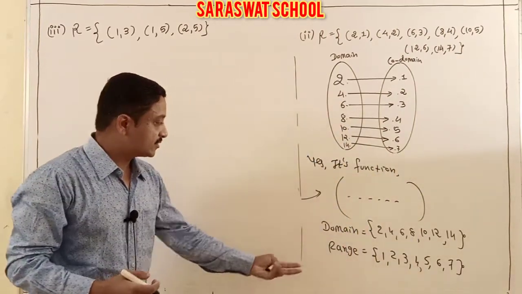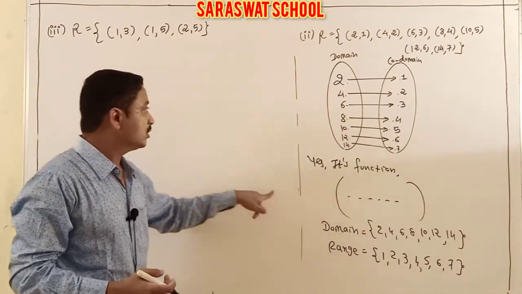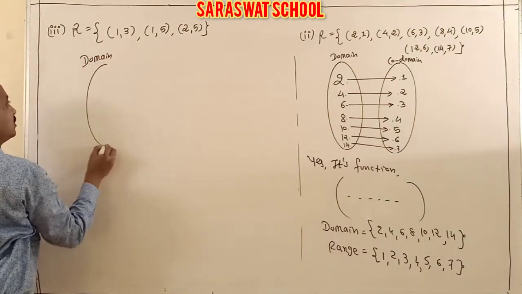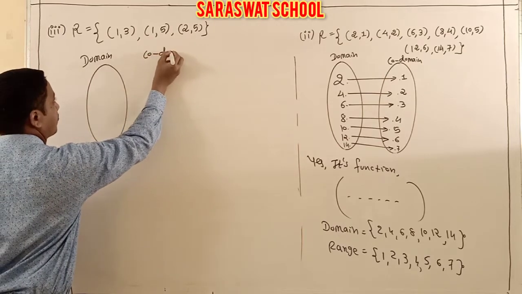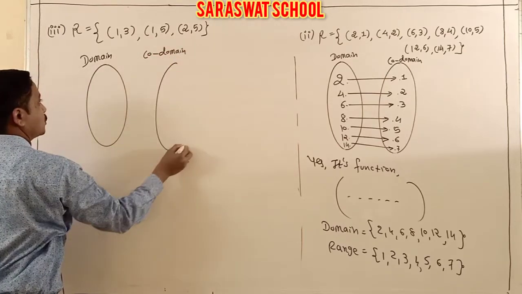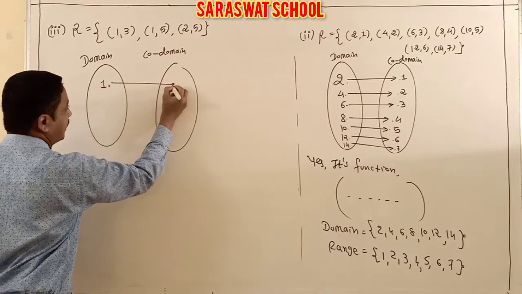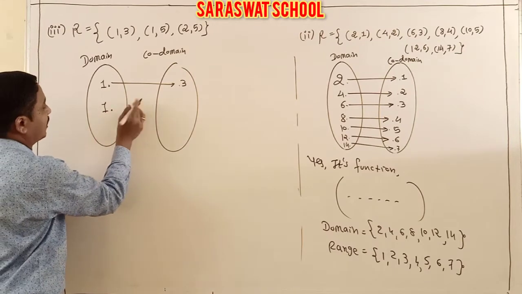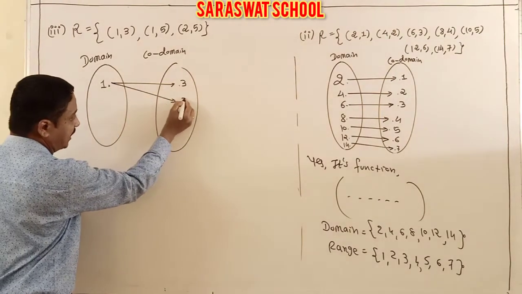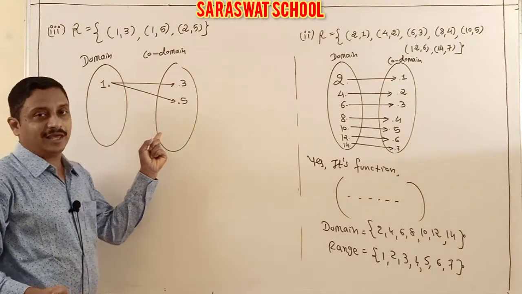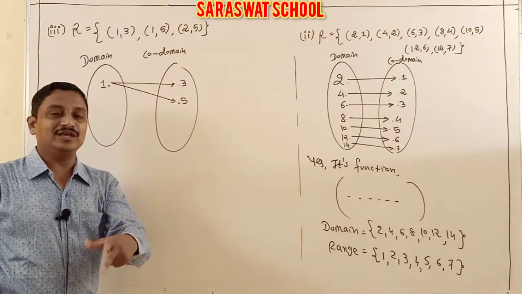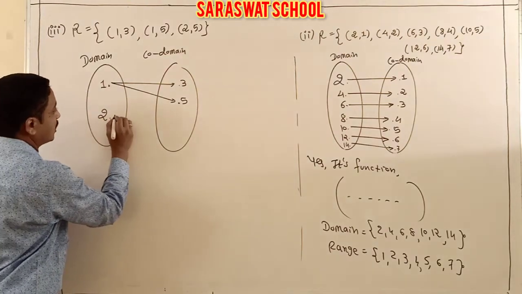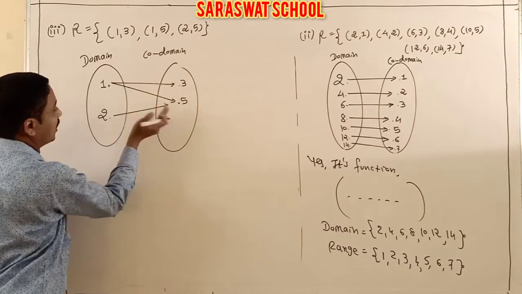Now students, after learning these questions, I am going to the third one. Same as here, the domain is given with the codomain. The first element, 1, is related to 3. The second one, 1, is related to 5. Students, this is not uniquely associated with the codomain, so it is not a function. And the last, 2 is also related to 5. So 1-3, 1-5 and 2-5.